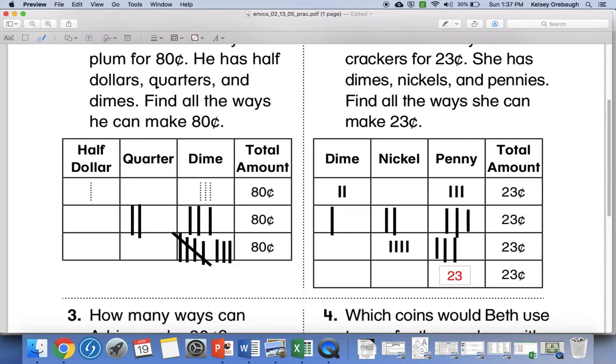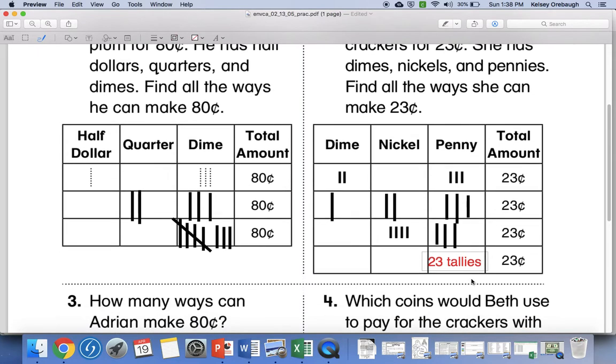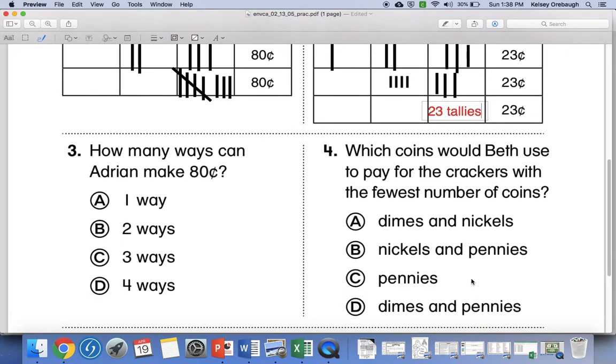So that would be 23 tallies. And you could do them in groups of 5: 5, 10, 15, 20. That would be 4 groups of 5 plus 3 more tallies would make 23. That's how you could do that with pennies.